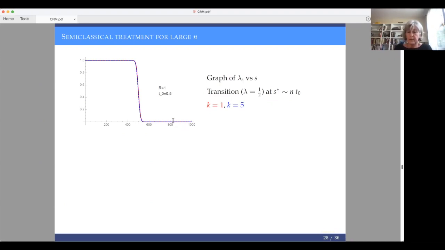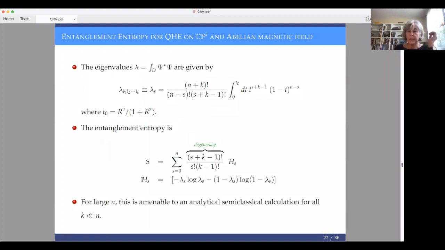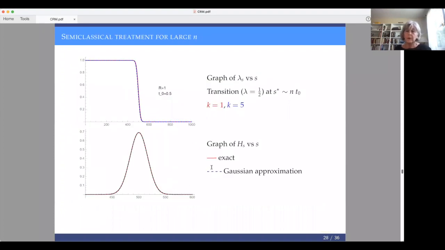Okay, if I look at the form of the entropy per lambda, you see that its support is only around the transition point, because when lambda is 0 or 1, this h is 0. As a result, if I plot the graph of h as a function of s, there is support only around the transition point here. And not only that, but this h is essentially a very narrowly peaked Gaussian approximation. The red here indicates the exact expression for h, and the dots are the Gaussian approximation. You see that they overlap.